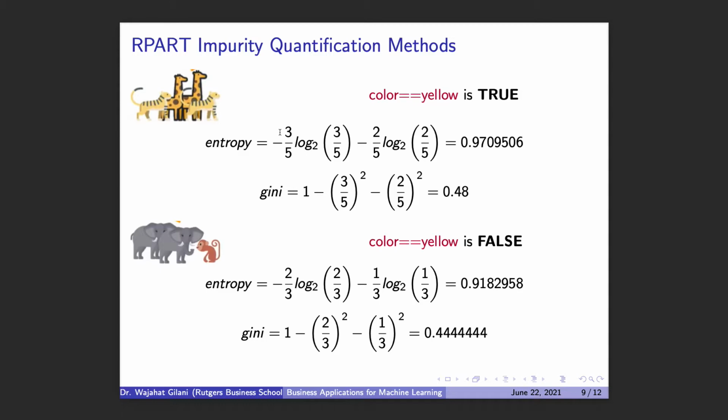Again, I'll start with giraffes first. There's 3 giraffes, but now the denominator turns to 5. Why? Because this group now has 5 animals. This group now has 3 animals. So across the board, now there's 5 animals, right?